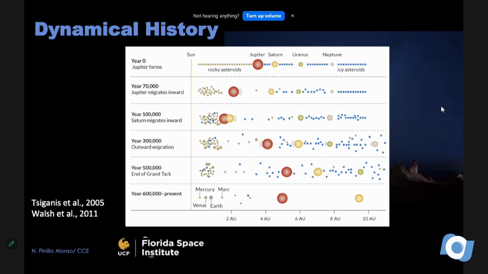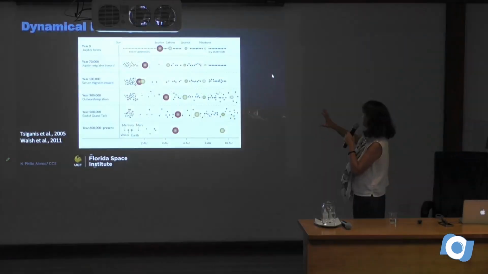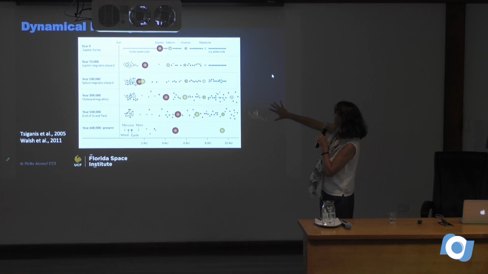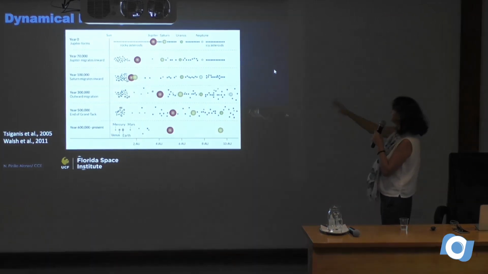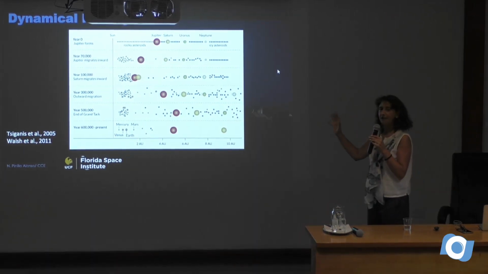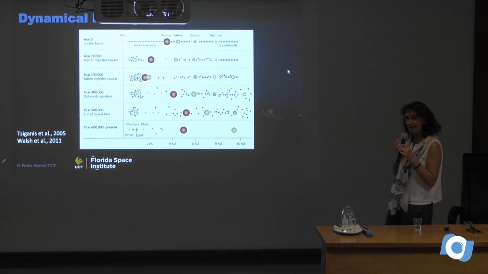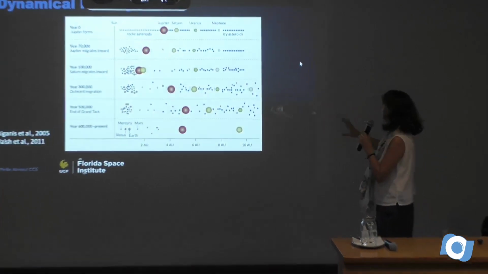But what is, I think, important here, the evolution goes from top to bottom, and is to see how this rocky material that initially forms inside and the icy material that initially forms outside is scattered around, is pushed also inside and then pushed outside.